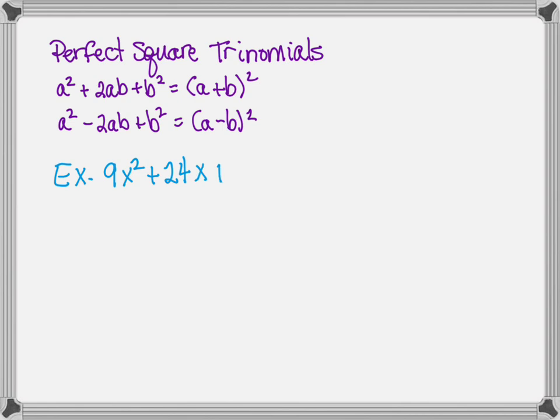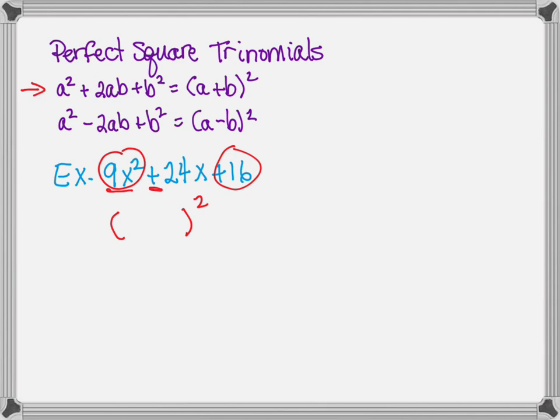So for example, 9x squared plus 24x plus 16. We would still always look to see if there's a greatest common factor first. Here there is not, but the first term and the last term are both perfect squares. So we will see if we can use one of the formulas for a perfect square trinomial. The middle term has a plus symbol, so we're looking at this first formula. So we're going to put down parentheses squared.